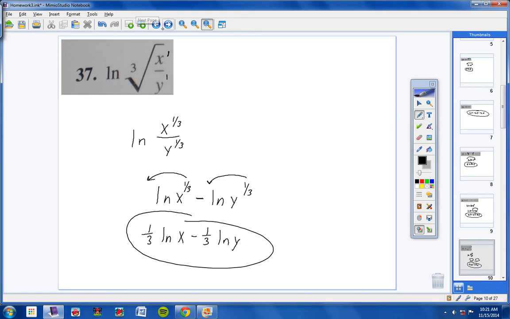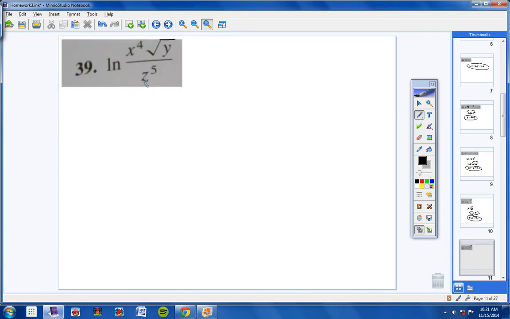Moving on. Let me check that in the back of the book real quick. Yep, moving on to number 39. All right, now be very careful here. First of all, get rid of your quotient, okay? You have a whole numerator and a whole denominator, okay? So I'm going to write the natural log twice because we have a quotient in my argument, okay? Put a plus sign here, so the natural log of the top, which is x to the 4th, y to the 1/2. If you don't mind, I'm going to go ahead and take the liberty to put y to the 1/2, okay?